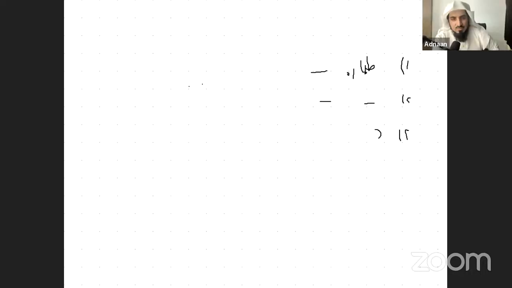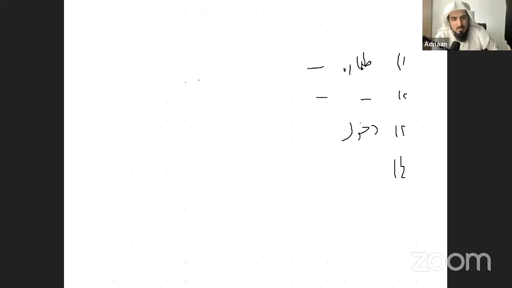Third one. The time of salah, one has to enter the correct time. So if a person prays before the time, their salah is not counted. Full waqt. And then the fourth is the awrah, covering of the awrah properly. Okay.